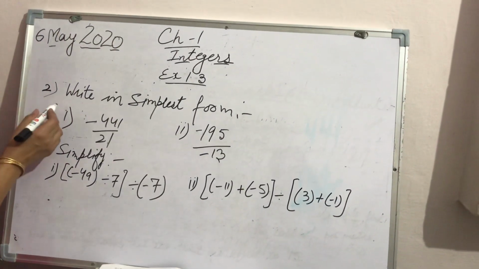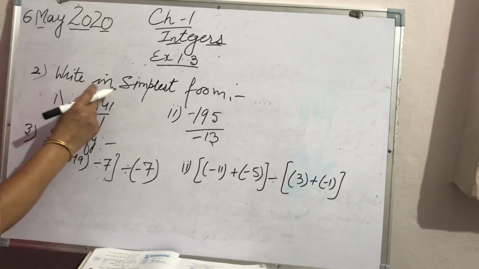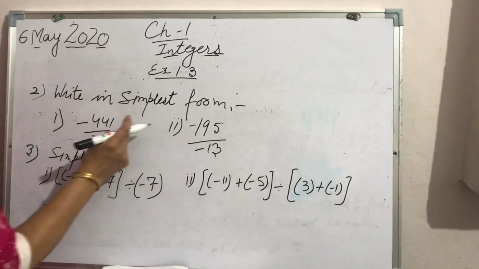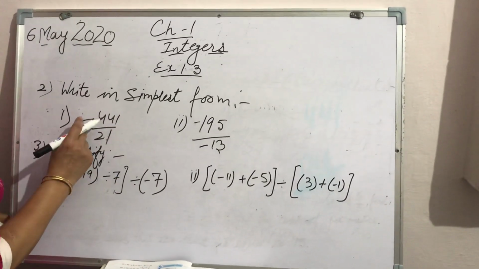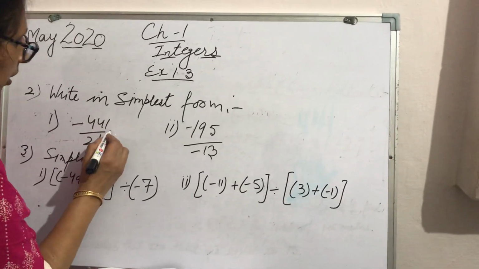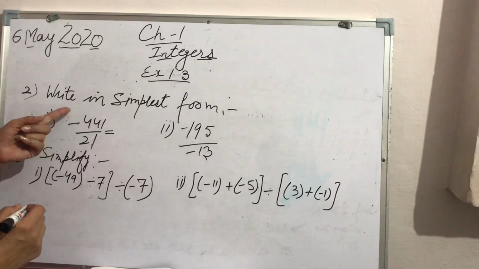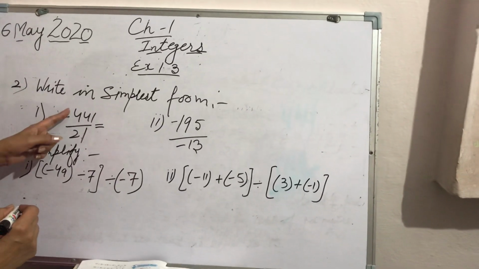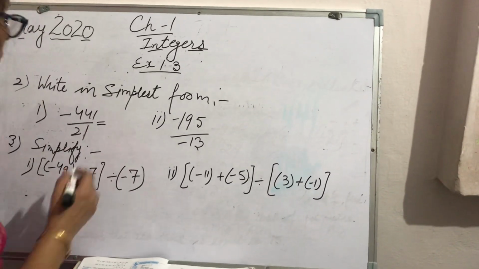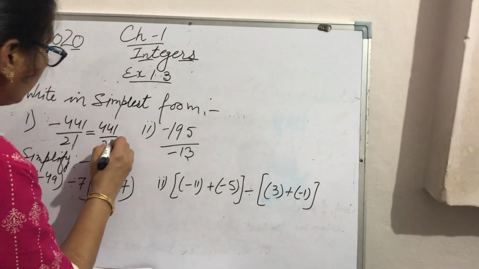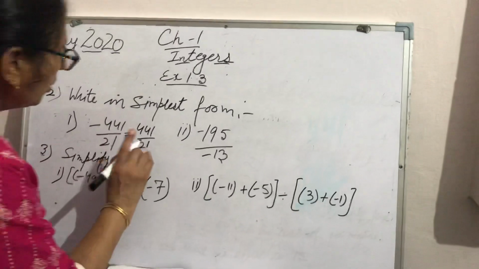Now, second question, write in simplest form. Simplest form means you have to reduce them. Minus 441 upon 21. 21 twenty-ones are 441, we can reduce in this way. But if you don't know the table of 21, we can reduce in 2 times.